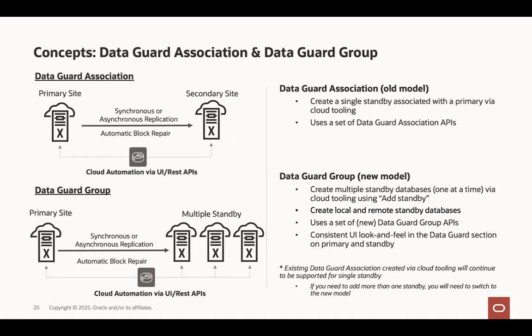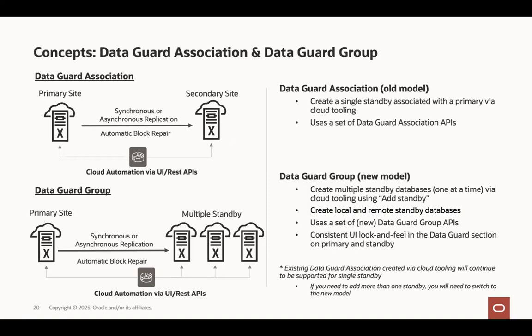Now, Dilip, I just have a question. For those customers who have an existing Data Guard association created via the cloud tooling, will they still be supported, or are we going to continue to support the Data Guard association? So typically, the answer is yes for now. If you have a Data Guard association created, so you have a primary and a standby, that will continue to be supported. There will be no impact to it. You can continue to operate in that model. You can continue to do switchover and failover and take backups. All of that will continue to work.